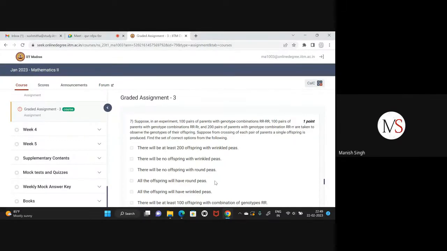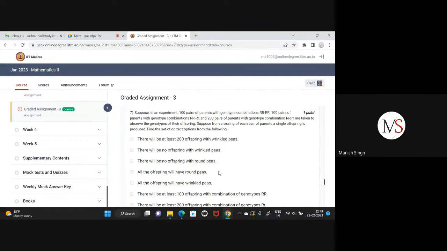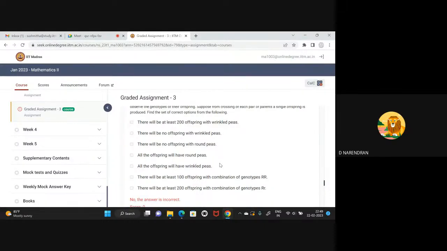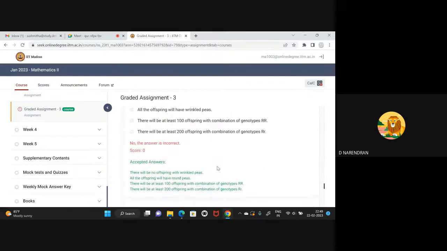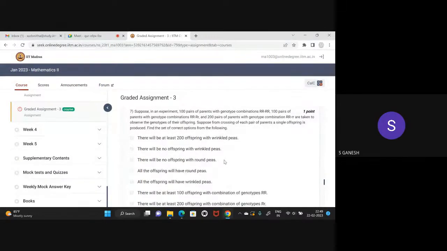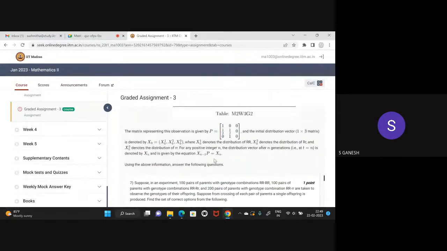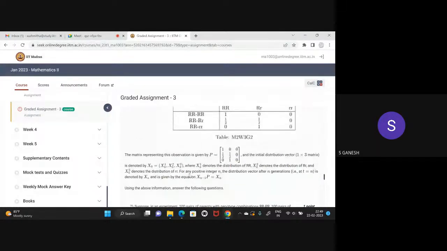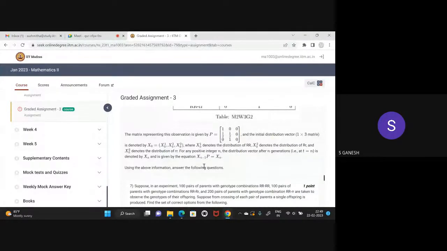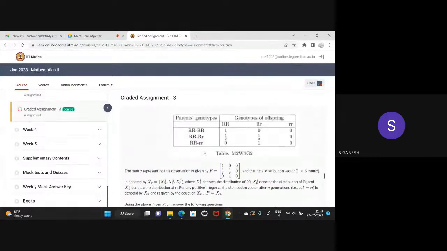Madam, these 200 pair, 100 pair are being given as additional information for us to be confused, is it? No. The last two options will be useful for that. On that probability, you will get 100, 0, and 0. Another one is 50, 50, and 0. Then the last one is 0, 200, and 0. So you have the columns RR, Rr, and rr. So the last two options are based on that question.